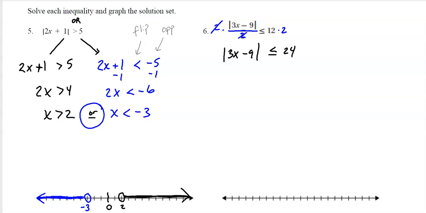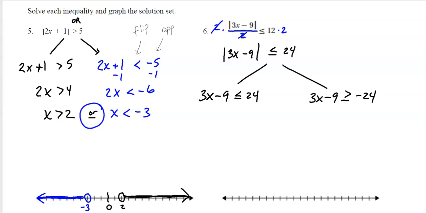Sweet. Bracket is isolated. So now I got to set up my two cases. Well, case number 1, as is. Just do whatever's there. Case number 2, flip and change. Flip it and change it.